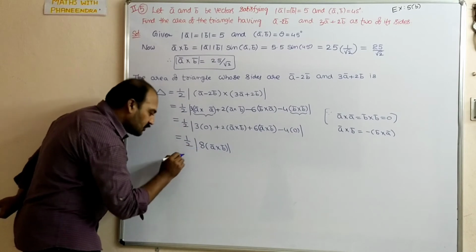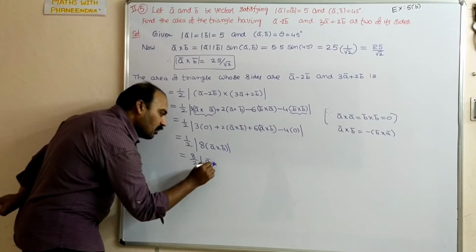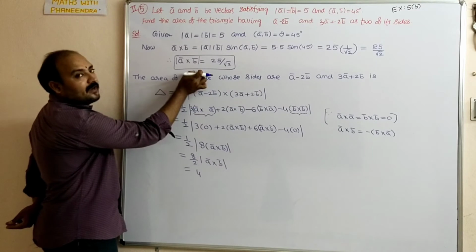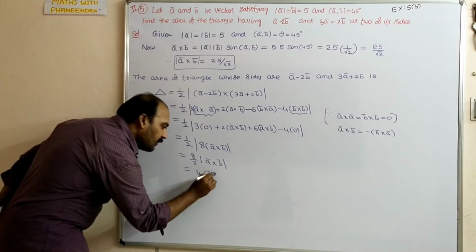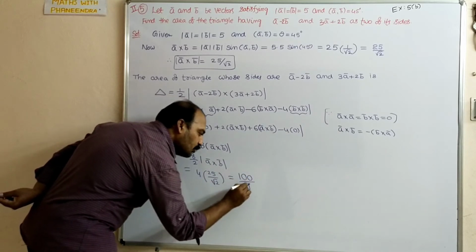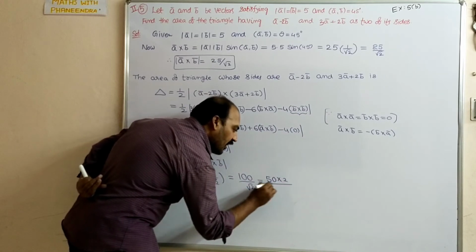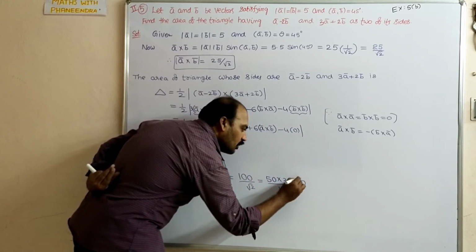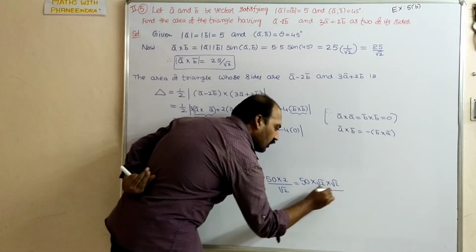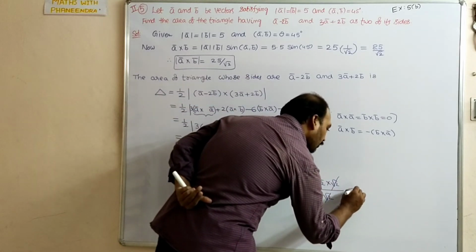So 2 ones are 2, 2 fours are 8. So 8 is a constant, you can take it outside: 8 by 2 into mod a bar cross b bar. So it will become 4. Mod a bar cross b bar we have here, result 25 by root 2. Which is equal to 25 into 4 is 100 by root 2. That can also be written as 50 into 2 divided by root 2. That is equal to 50 into 2, which can be written as root 2 into root 2, divided by root 2. So one of the root 2 will be cancelled, which is equal to 50 root 2.